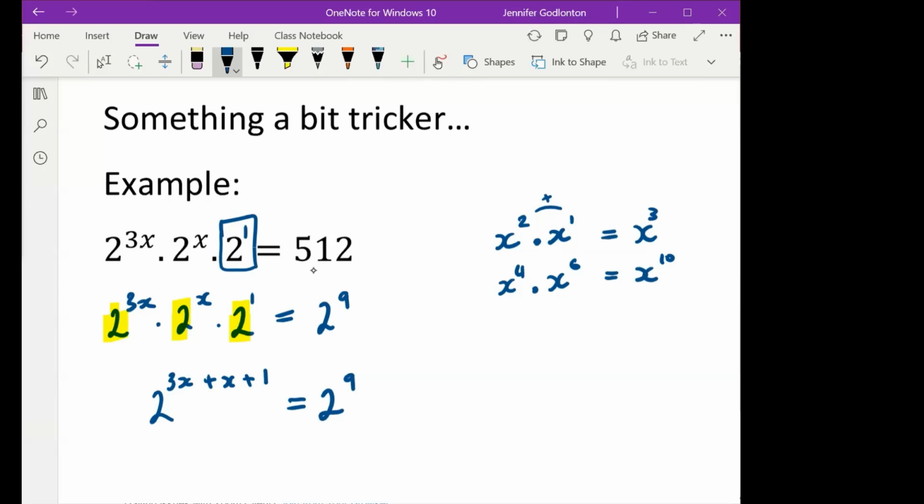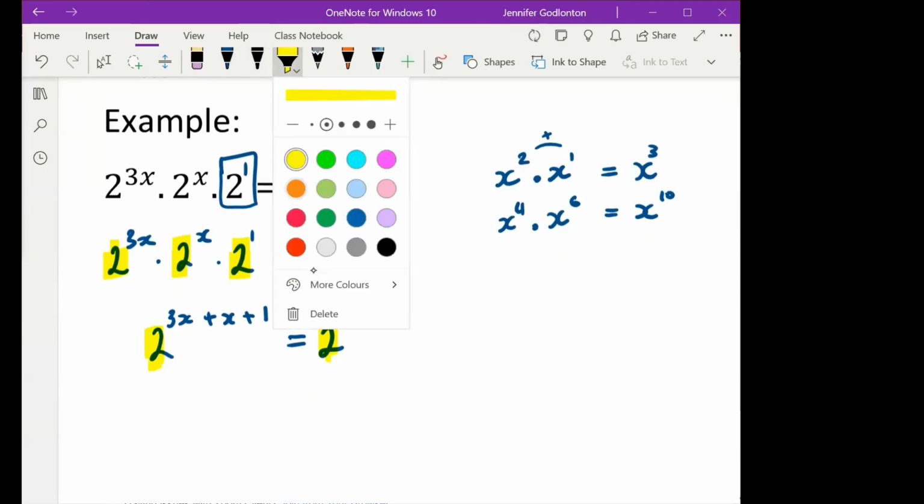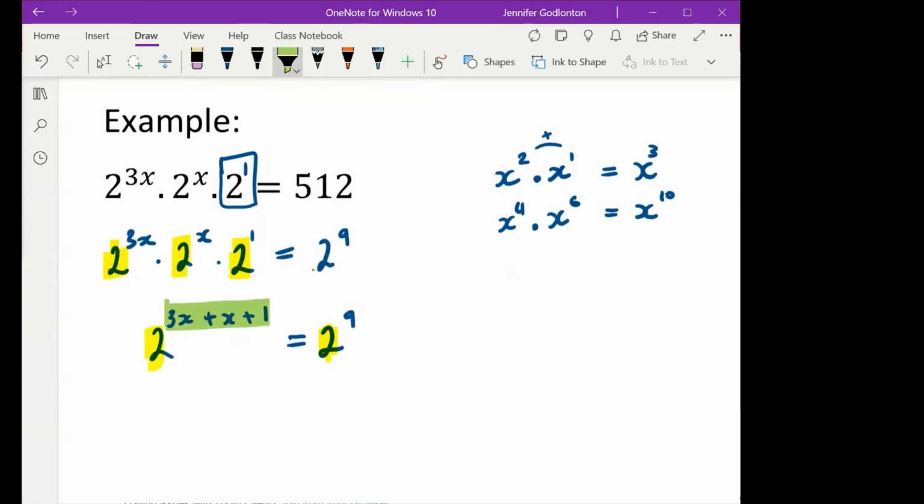Okay. Now, when you get to this point, you can simplify it a little bit if you want to, but you don't have to, because these bases are already the same. And when our bases are the same, our exponents are the same. So at this point, we can now write 3x plus x plus 1 is equal to 9.